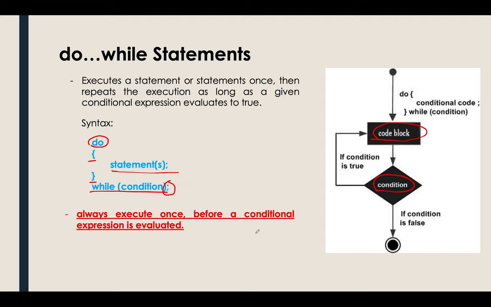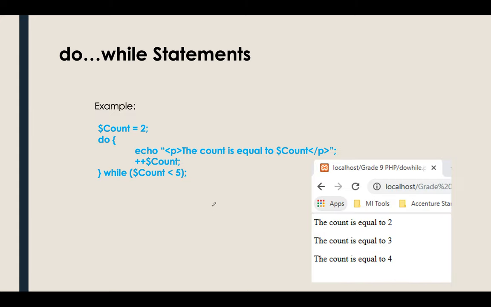And also, don't forget to put the semicolon. Okay, again, if we compare while to do while, while executes the condition first before it executes the statements or the expression. In do while, it will execute the statement or the expression before it goes directly to the conditional expression. So let's go directly to the example.